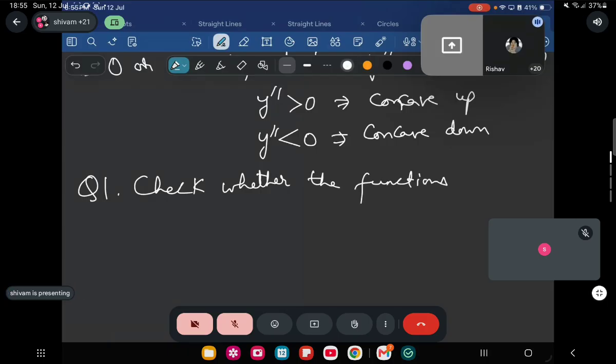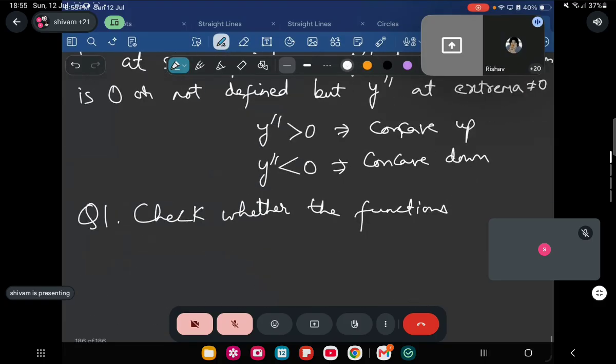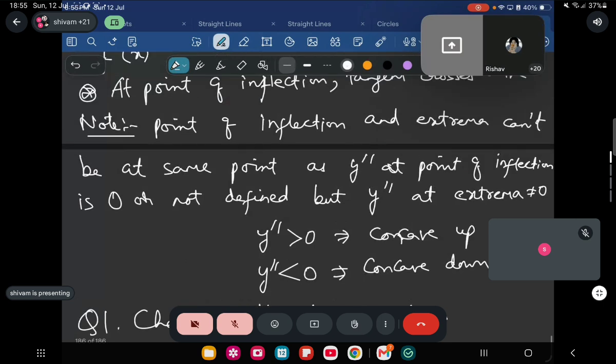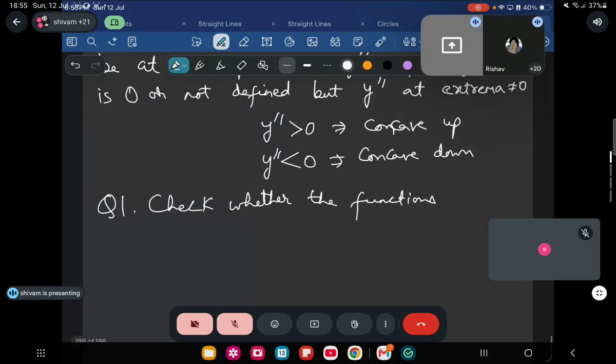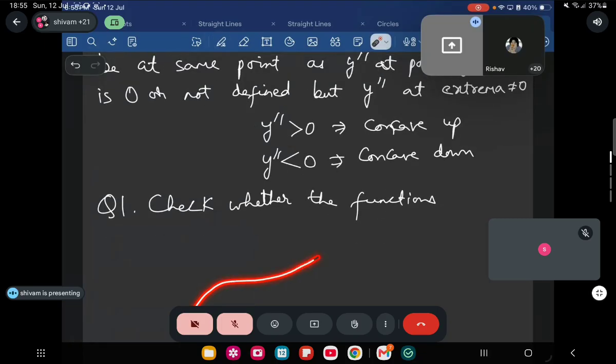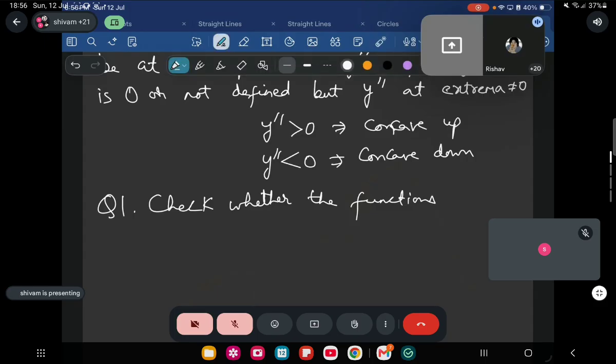So you said that y double dash at extrema will not be equal to 0 for this context. By this context, what do you mean? I'm talking about wherever the point of inflection will exist. For example, there is a graph where you have got a point of inflection and you have also got a point of extrema. So at the point of extrema, y double dash will not be equal to 0, but at the point of inflection, y double dash will be equal to 0. Are you getting? Okay, sir.